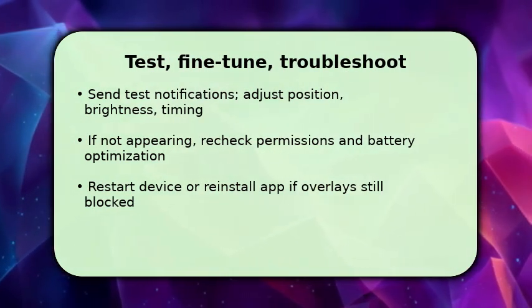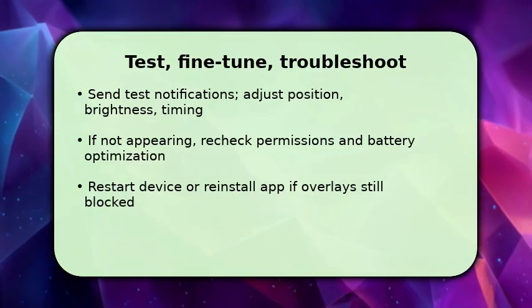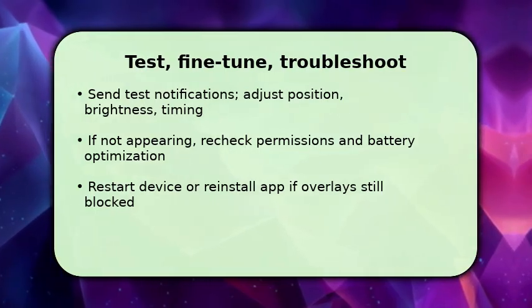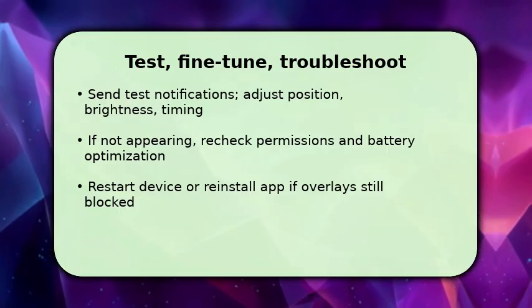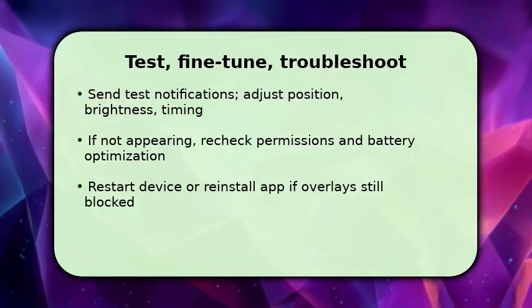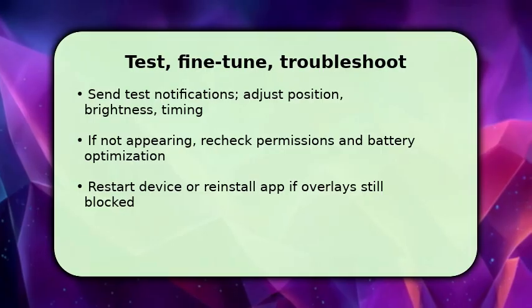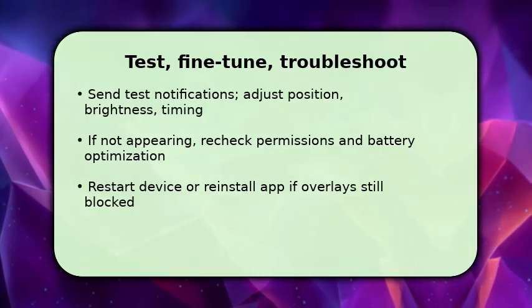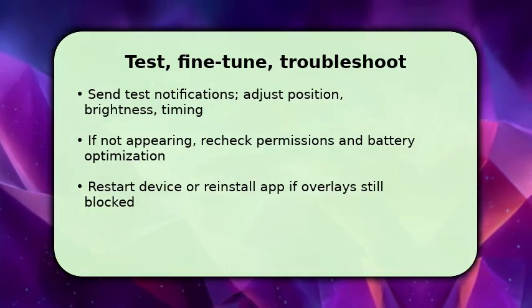Observe the notch indicator, then fine-tune position, brightness, color, and duration until it aligns perfectly. If it doesn't appear, immediately recheck notification access, overlay permission, and battery optimization exclusion. Those are the most common blockers.